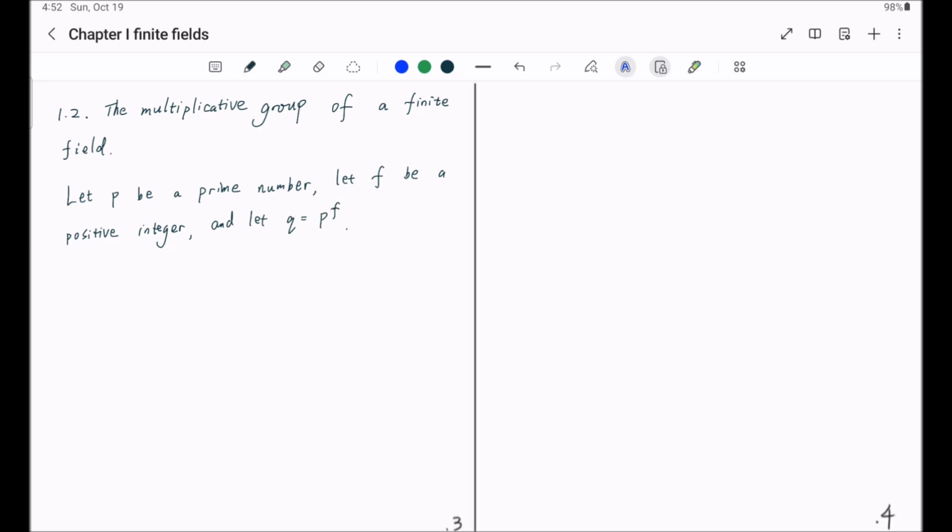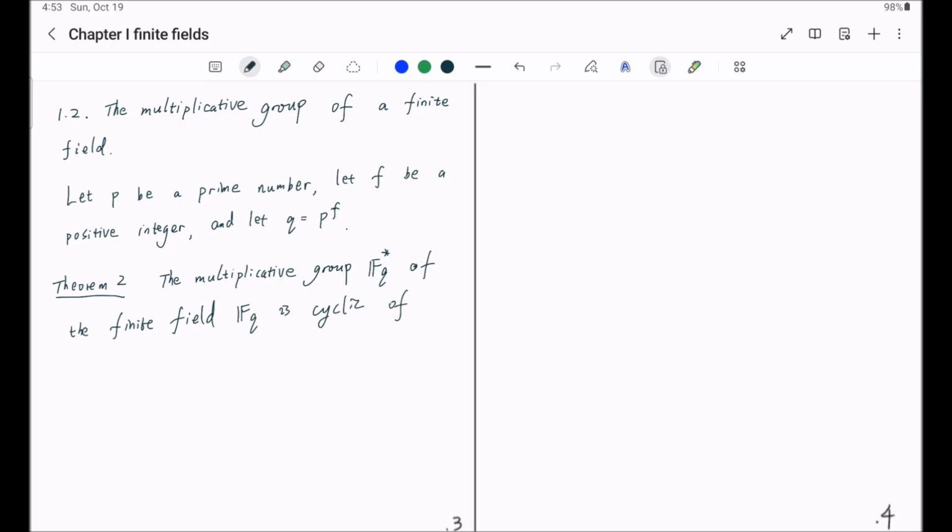The main theorem of this section states that the multiplicative group of a finite field is always cyclic, of order q minus 1. Here F_q is a finite field with q equal to p to the f elements. And the multiplicative group is a subgroup formed by all non-zero elements of F_q. So there are q minus 1 elements here. And the theorem says that this group must be cyclic of order q minus 1.